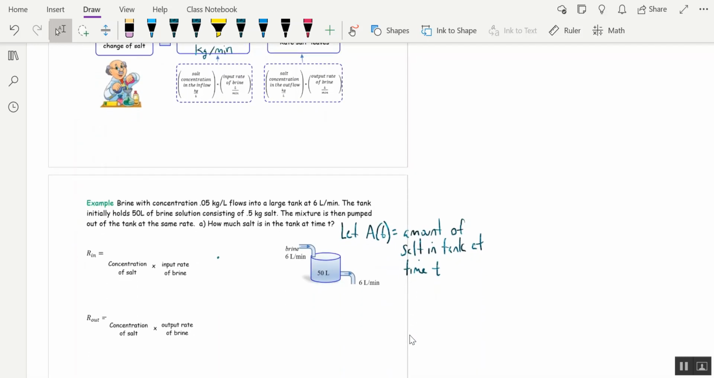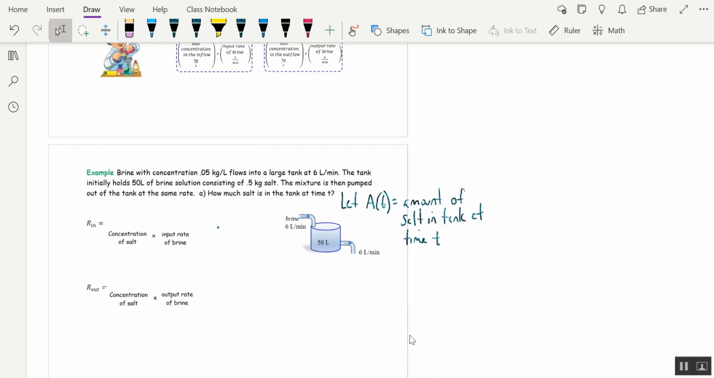So let's just jump right into a problem. We've got brine going into a tank, getting mixed around, and then leaving. I'm going to let A of t be the amount of salt in the tank at time t. And so let's set up a differential equation for the rate of salt in the tank at time t. The rate in, concentration of salt going in, well, that's 0.05 kilograms per liter.